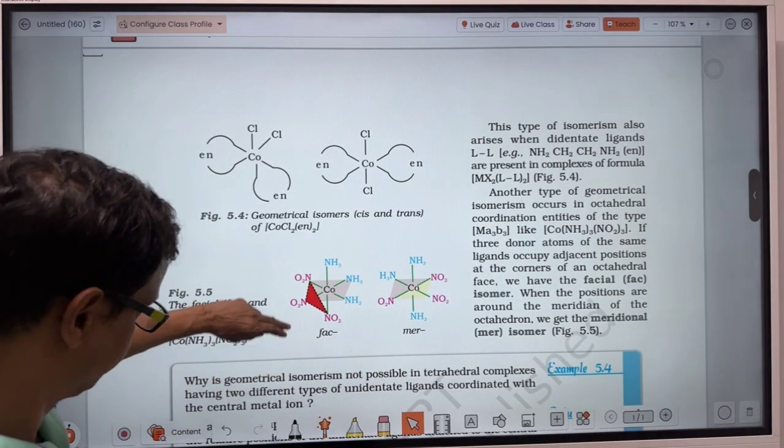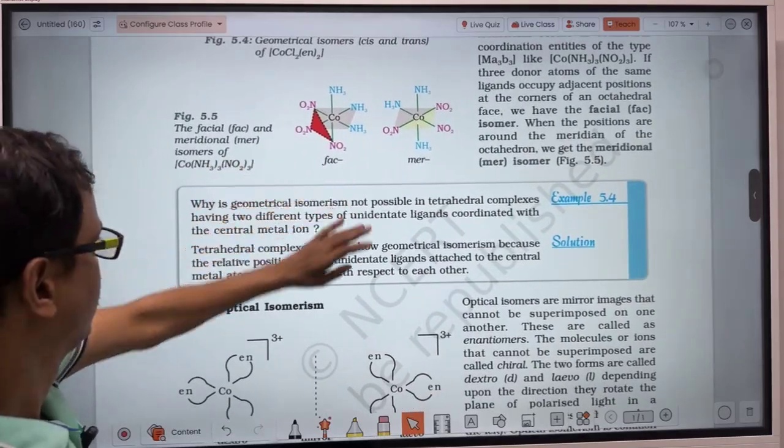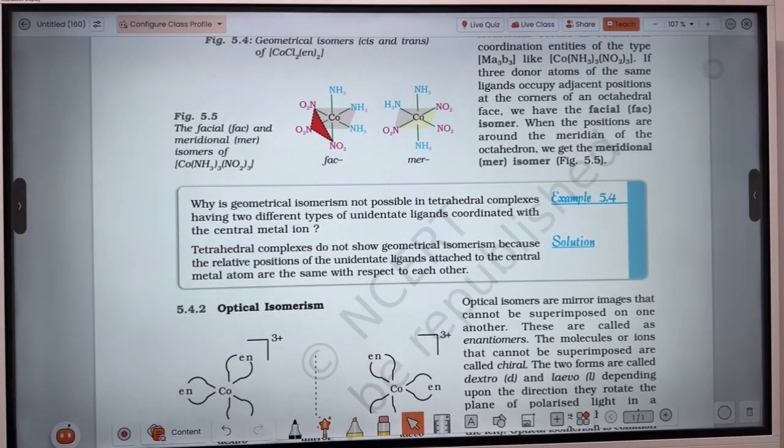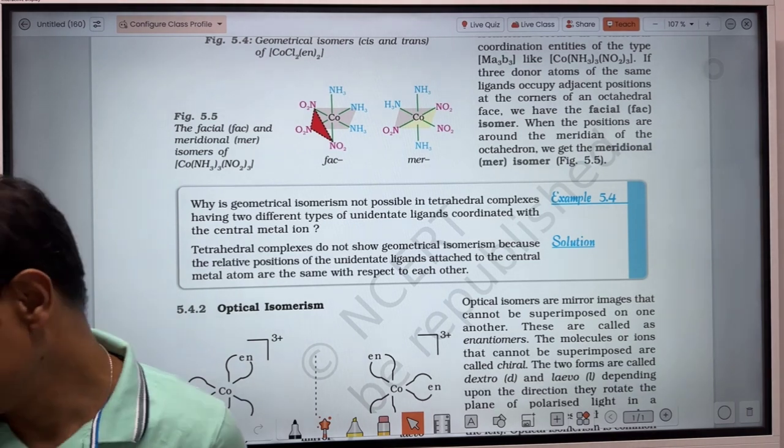Let's see here. Why is geometrical isomerism not possible in tetrahedral complexes having two different types of unidentate ligands coordinated with this one? What is there here?